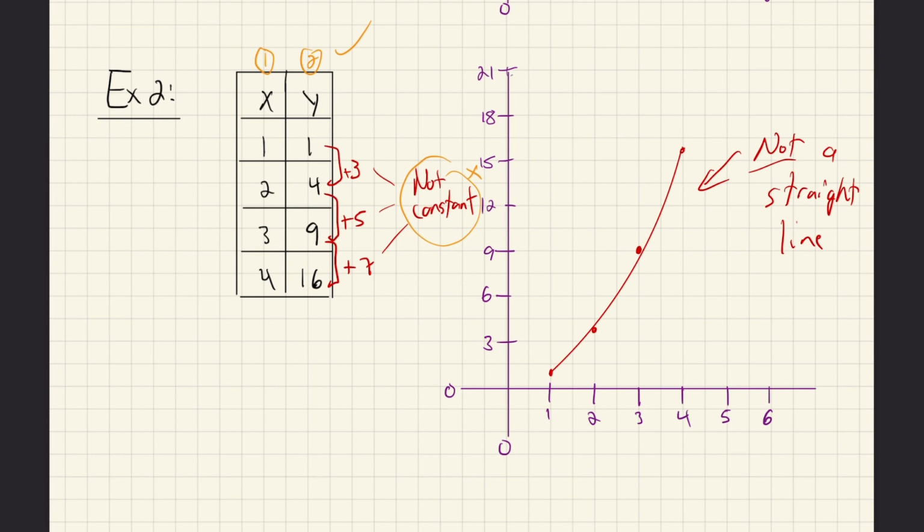So there's no constant first differences. It's not a straight line. This is not a linear function.